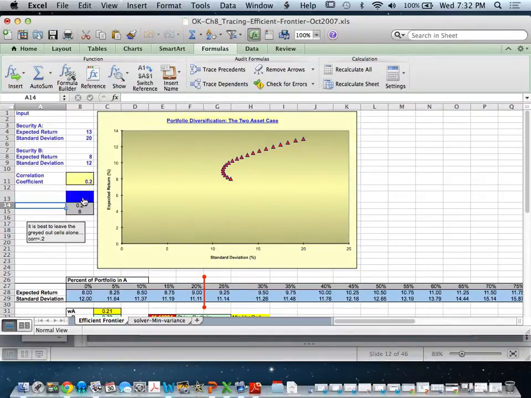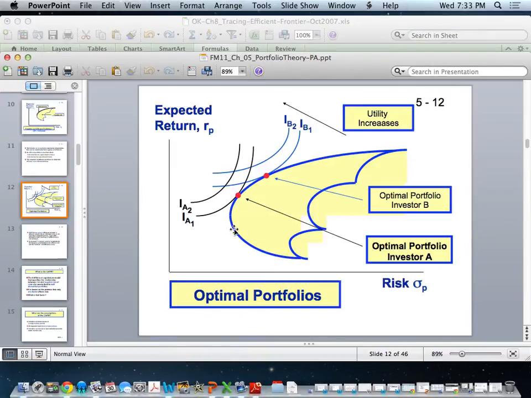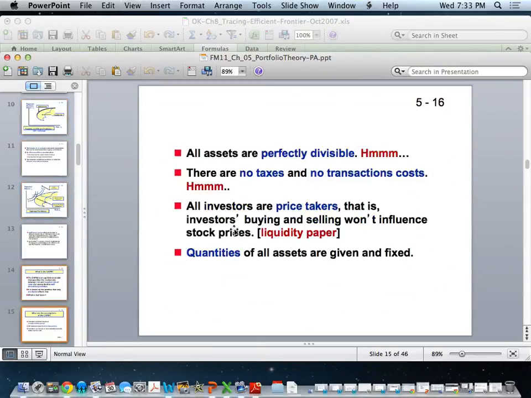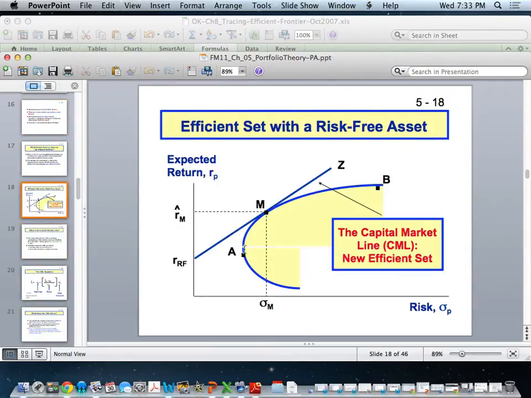Let's do something a little more interesting, actually, in case you thought this was it. There's a very special point on this. This point here is called the minimum variance portfolio. So I'll show you the slides. You guys can read the slides actually, but there are two special points here. This is called the MV portfolio, minimum variance, and this is called the tangency portfolio.